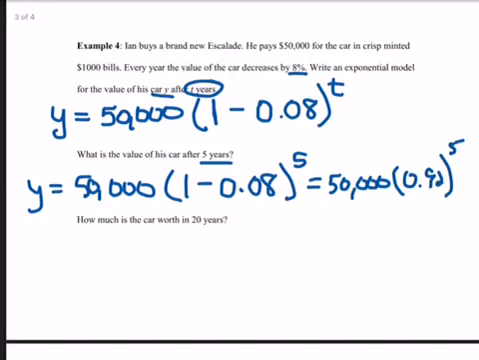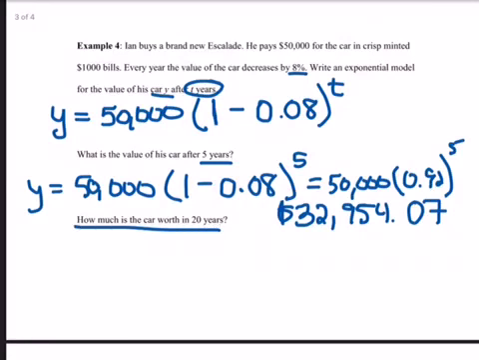So I'm going to do 50,000 times 0.92 raised to the 5th power. I get $32,954, and I have 0.07616. They never round up with pennies, so it's going to be 7 cents. Okay, so how much then is the car worth in 20 years?